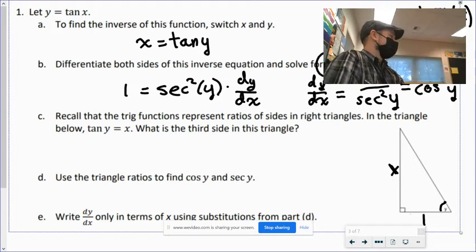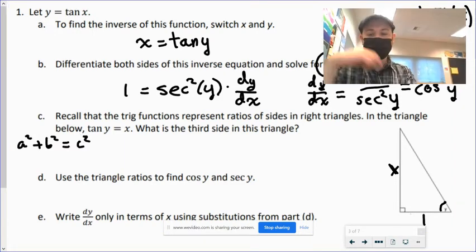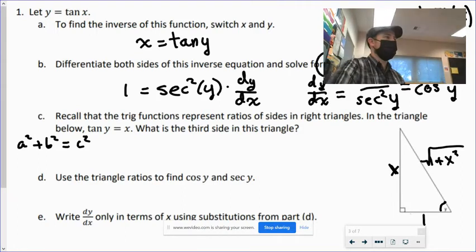Pythagorean theorem? Yeah. So Pythagorean theorem says one leg squared plus the other leg squared is equal to the hypotenuse squared. So if I think about it this way, it's going to be x squared and then also a 1. So it's going to be 1 plus x squared. That's the hypotenuse squared. So if I take the square root, that's the hypotenuse. The hypotenuse of that triangle is the square root of 1 plus x squared by the Pythagorean theorem.